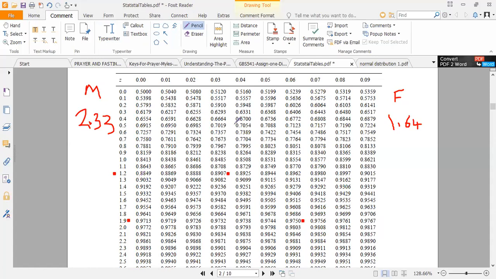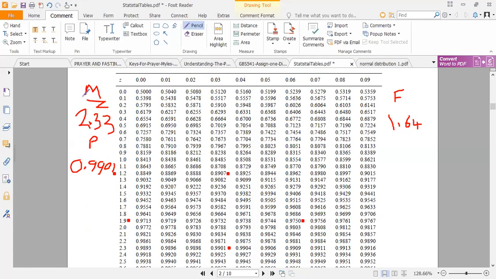What is the reading? Okay, so the reading for 2.33 is 0.9901. Good. So this is called the Z, and the probability is 0.9901. Are you agreeing on the gents? Yes. All right.